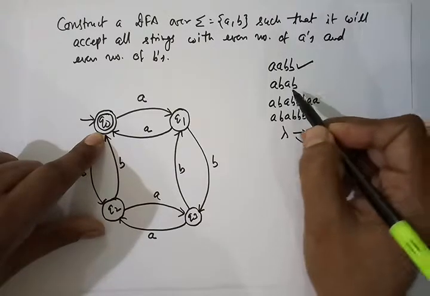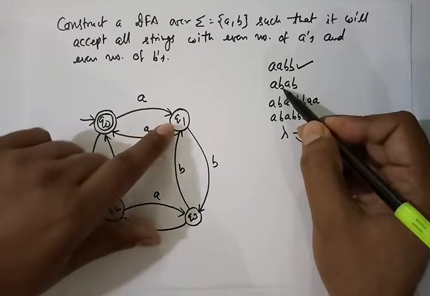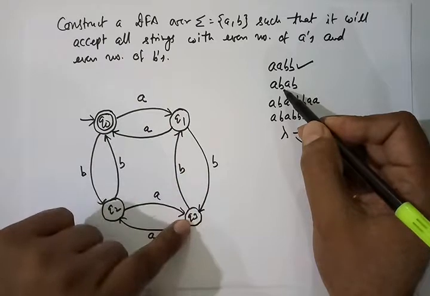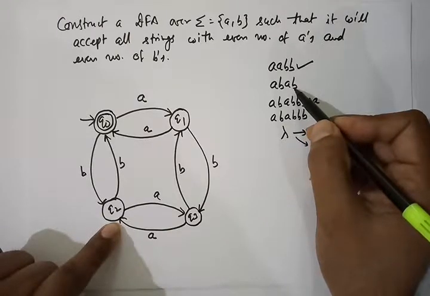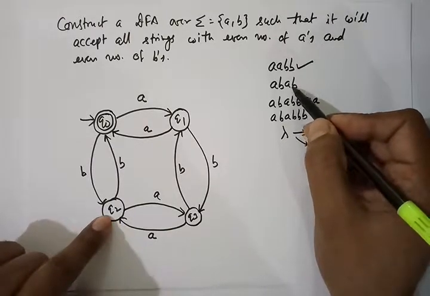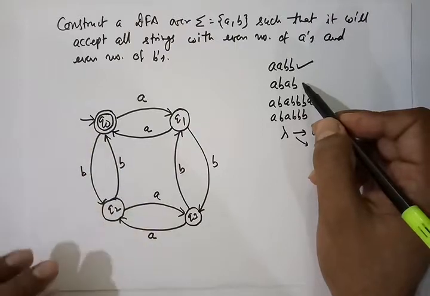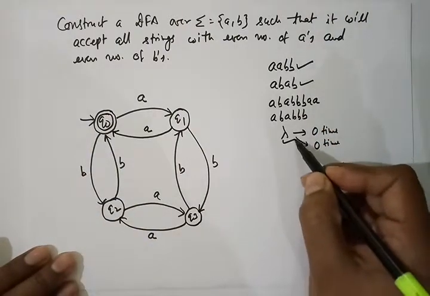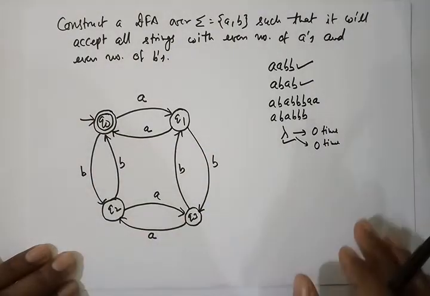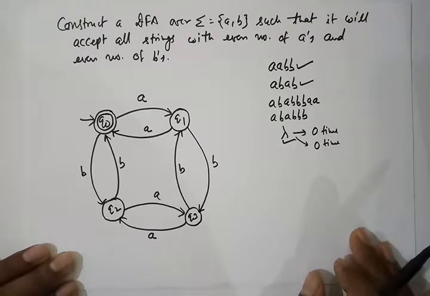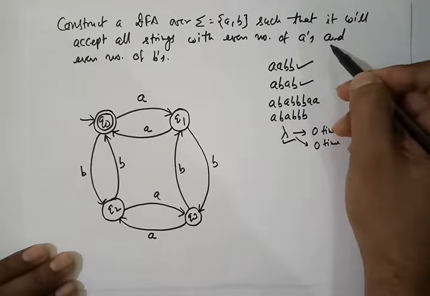Similarly, this ABBA should be accepted also. So from Q0 on A, we come to Q1. From Q1 on B, we move to Q3. From Q3 on B, we move to Q2, and from Q2 on A, we move to Q0. All the input symbols are consumed, and we are at final state Q0. So this string is also accepted. Similarly, null is also accepted because the initial state is our final state. Okay, so this is our example DFA, which is going to accept all strings over A and B in which number of A's is even and number of B's is also even.